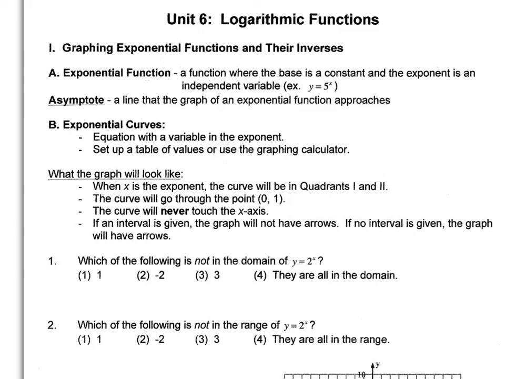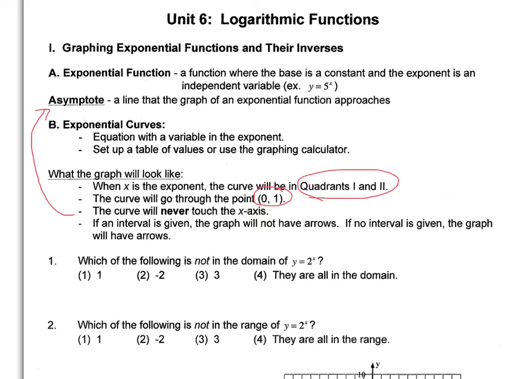All right, so hopefully what you read about an exponential curve is that it's always going to go through quadrants 1 and 2, pass through point (0, 1), and never touch the x-axis. It's going to come very, very close, but it's never going to touch it. So therefore, my x-axis is going to be called the asymptote of that function.